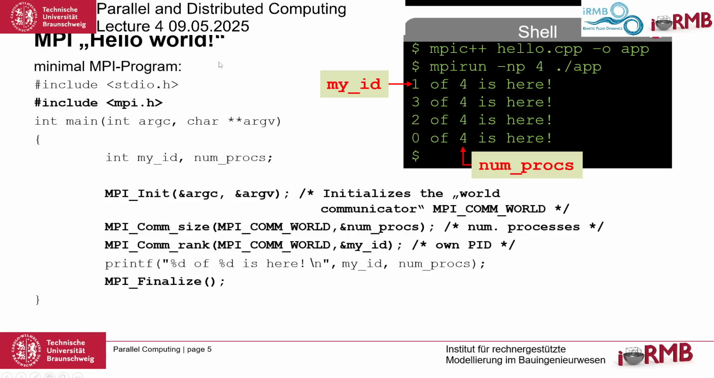So this would be a minimal MPI program. So we'll have some output. We'll have includes standard I/O, so that's not important, which is why I have it here in the grayish color. Important for MPI is that we include the MPI header, and then we start this int main. So can you explain what this actually means? int argc, char argv.